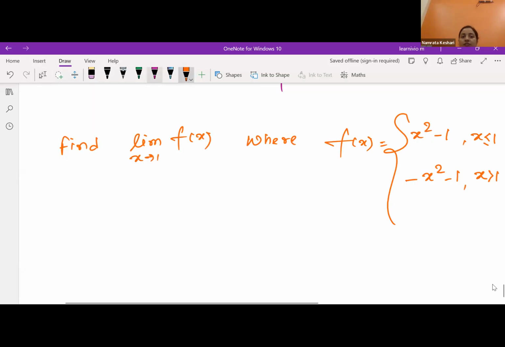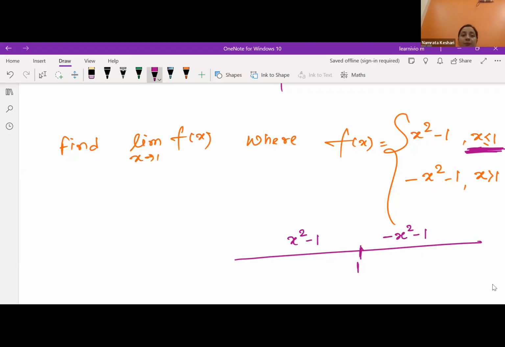So here we can see we have to find limit x tends to 1 f of x. Now we can see towards the left of 1 and towards the right of 1 the function is getting changed. Okay here the function is x square minus 1 towards the left of 1. Okay x is smaller or equals to 1, this is the function. X bigger than 1, the function is minus x square minus 1. That means here we need to find the left hand limit and the right hand limit. Why? Because the function is getting changed.